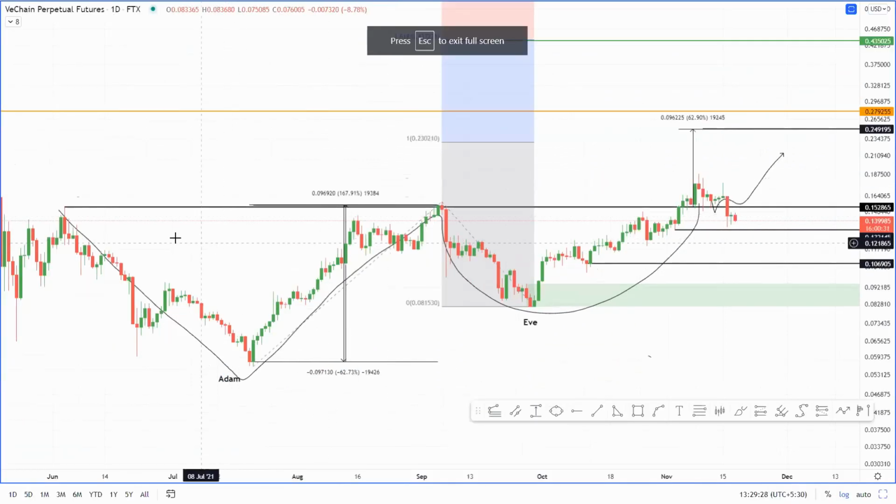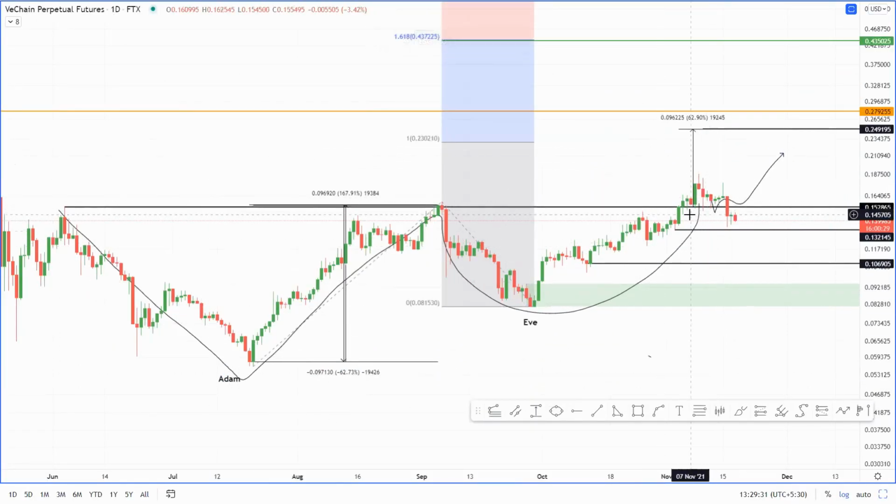The last time we discussed, I was talking about this Adam and Eve pattern and how VeChain had broken out perfectly, but I was still looking for a retest of the 0.153, 0.152 retest, which kind of did come. But since Bitcoin showed a lot of weakness and saw a massive crash, that's translated into a lot of altcoins, and VeChain is no exception.